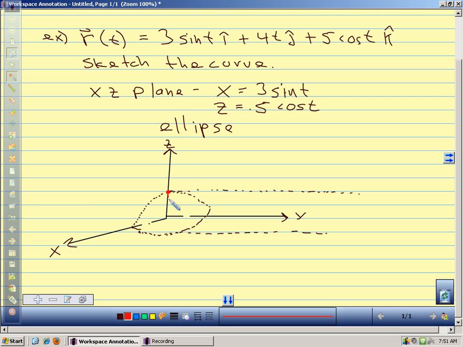So our little particle is going to go along here, and then it's going to go back here, and then it's going to go along here, and then back on this side, and then along here, going in this direction. So the red line is a sketch of the helix that this vector valued function describes. Does that make sense?